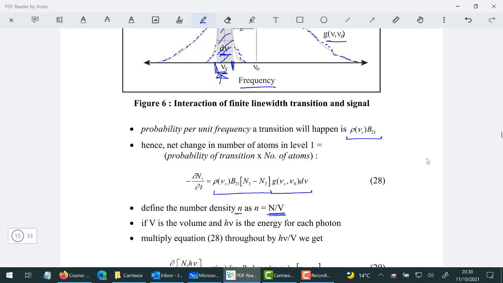We'll define our number density, small n, as the number of atoms, or the population of level 1 or level 2, divided by the volume. Now just be careful that this n is not equal to the refractive index. We use the same symbol, but this is not refractive index, this is the number density. So it's the number of atoms per cubic meter, or the number of ions per cubic inch, or whatever units you're using.